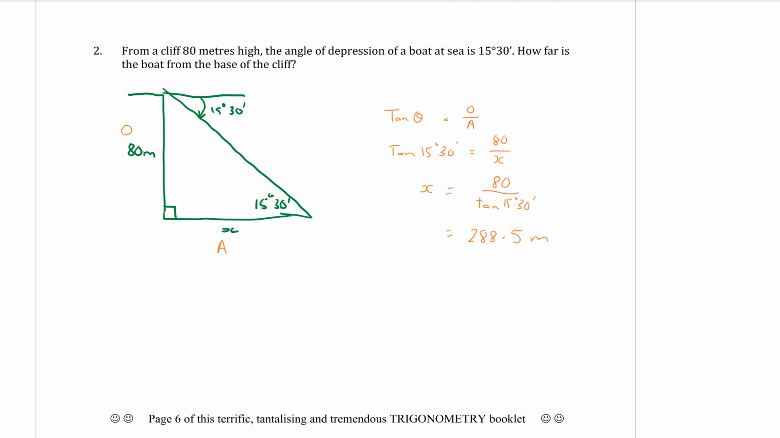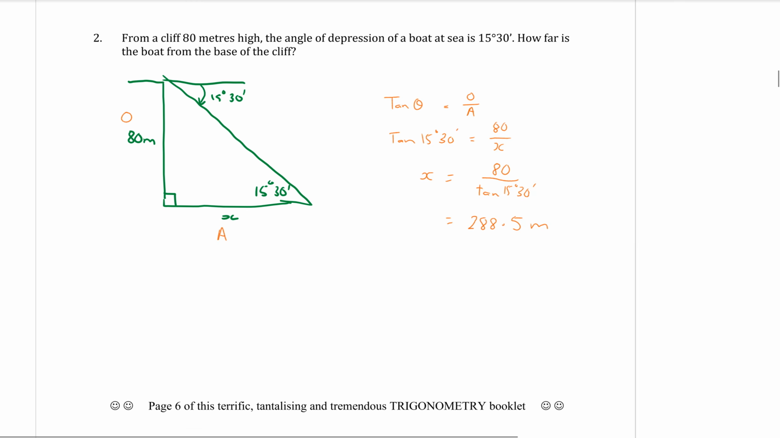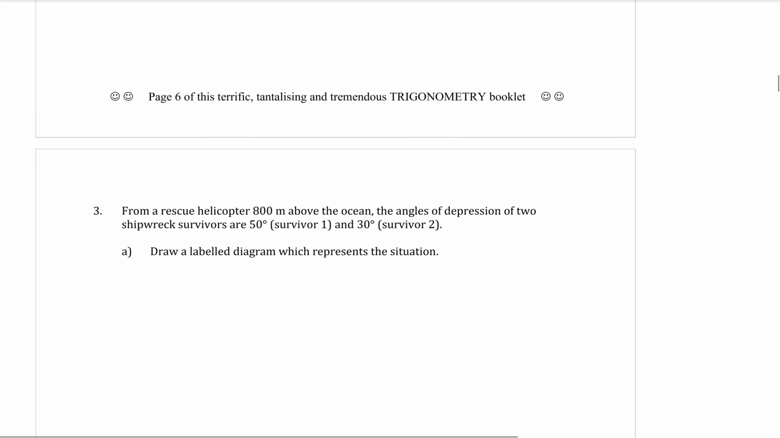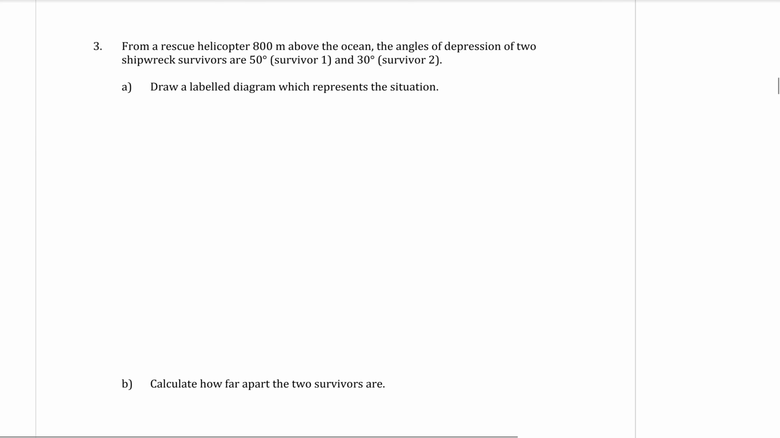Question 3. From a rescue helicopter 800 meters above the ocean, the angles of depression of 2 shipwreck survivors are 50 degrees to survivor 1 and 30 degrees to survivor 2. Part A, draw a labelled diagram which represents the situation.